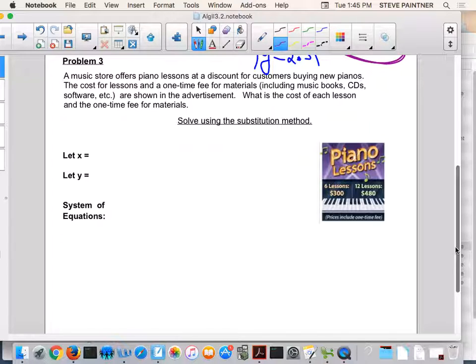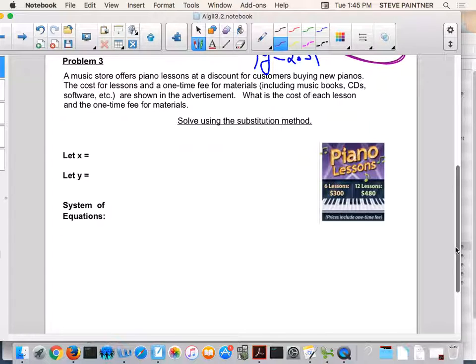Don't sit there and go, I hate story problems. I don't even want to try it. Because if that's you, next week, I'm pushing you in the water, and you're just going to fall in and splatter. Try this. Try hard. A music store offers piano lessons.